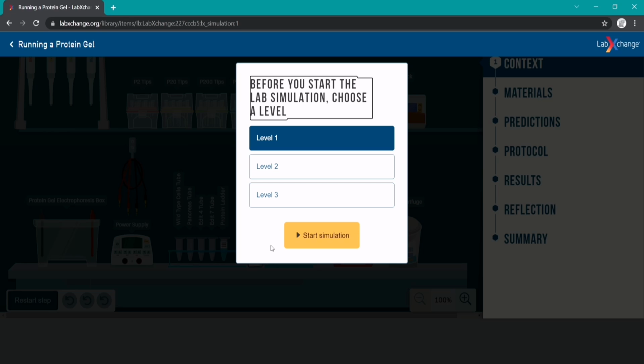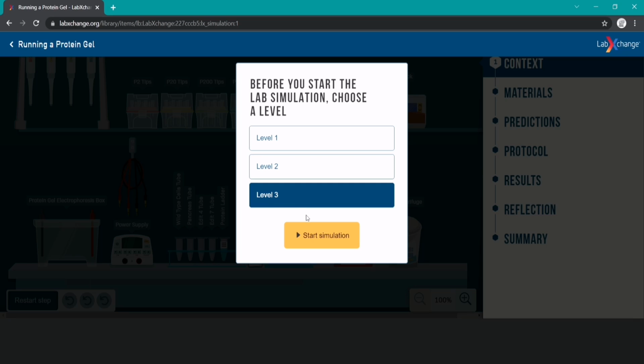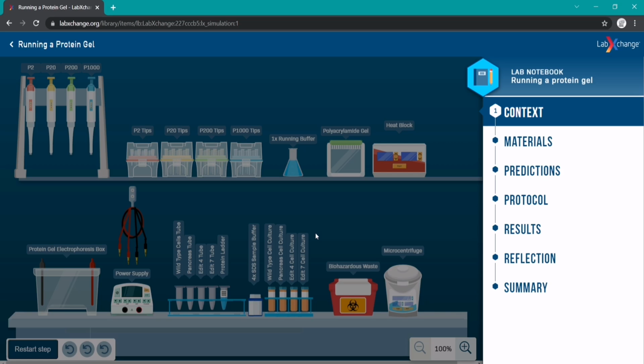Before you start the lab simulation, choose level 3 and then start simulation.